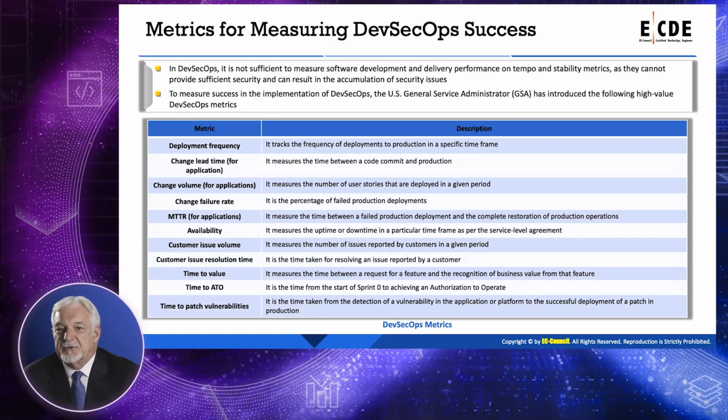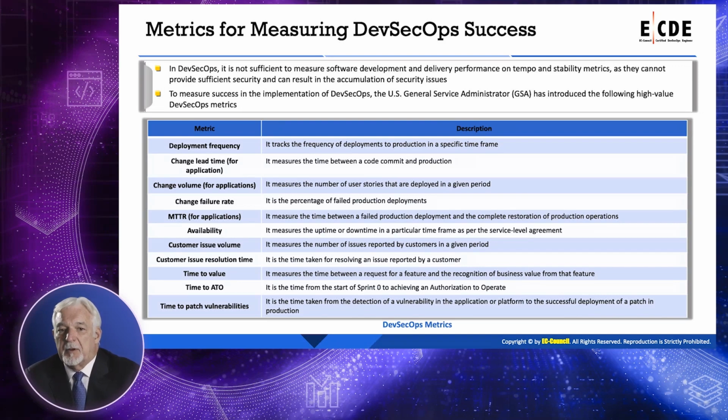What are the metrics for measuring if you're successful at this? In DevSecOps, it's not sufficient to measure software development delivery performance on tempo and stability metrics. They cannot provide sufficient security, and in fact, it can lead to the accumulation of security issues. To measure success in the implementation of DevSecOps, the U.S. General Service Administrator, or GSA, has introduced the following high-value DevSecOps metrics. So here's how we measure if security is properly implemented and if the DevSecOps program is working well.